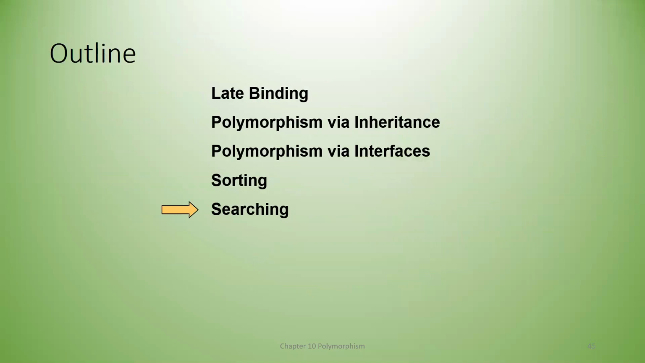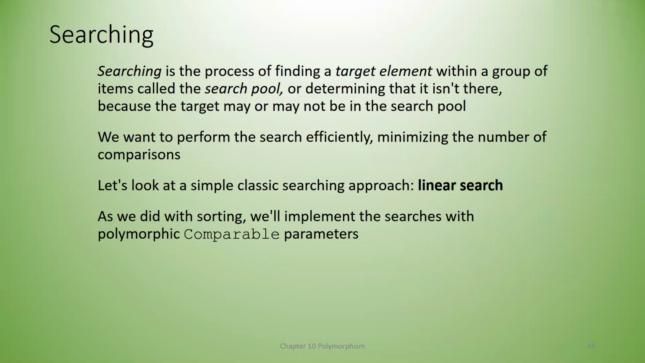Let's look at the last item, searching. Okay, searching is pretty easy to understand. That means you are trying to find an element in the list, right? The search pool, the number of elements is always called n, okay? So when you search, you have a target, you want to find it in the list. And once again, we define the method using the comparable parameter, okay?